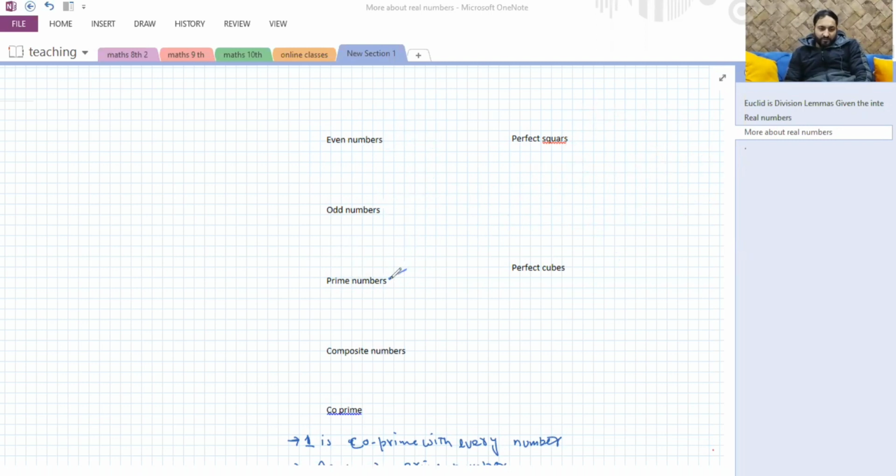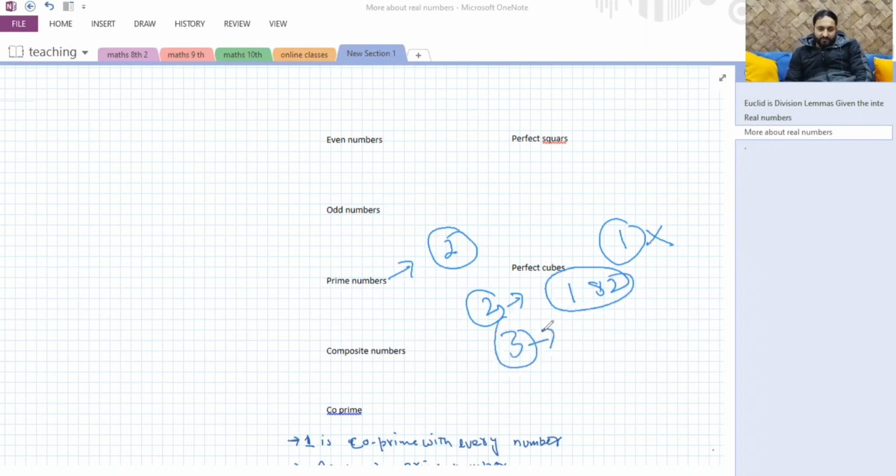Prime numbers are those numbers which have only two factors. Is 1 a prime number? No, it's not a prime number. Is 2 a prime number? Yes, it's a prime number. It has two factors, 1 and 2 itself. Is 3 a prime number? Yes, it's a prime number.